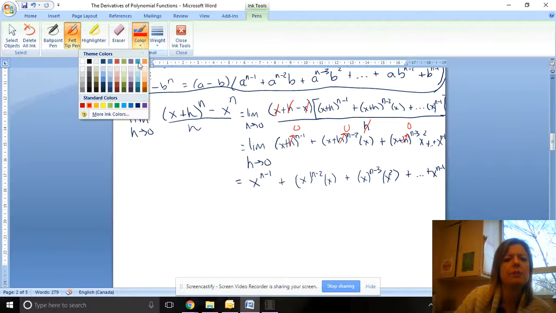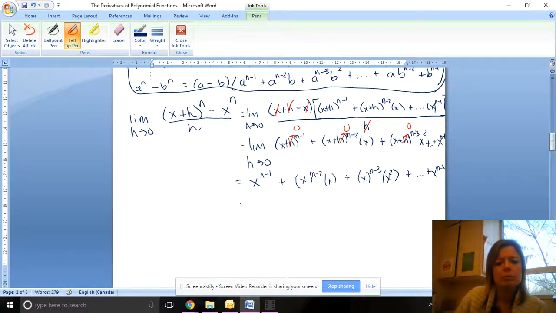Okay, so now we have to think about what does this create? Well, obviously this is still just x to the n minus 1. What does this do? Remember that when you're multiplying powers, you add the exponents. So x to the n minus 2 times x to the 1 is x to the power n minus 2 plus 1, so that's also n minus 1. Okay, same thing happens here. You're also going to get x to the n minus 1.